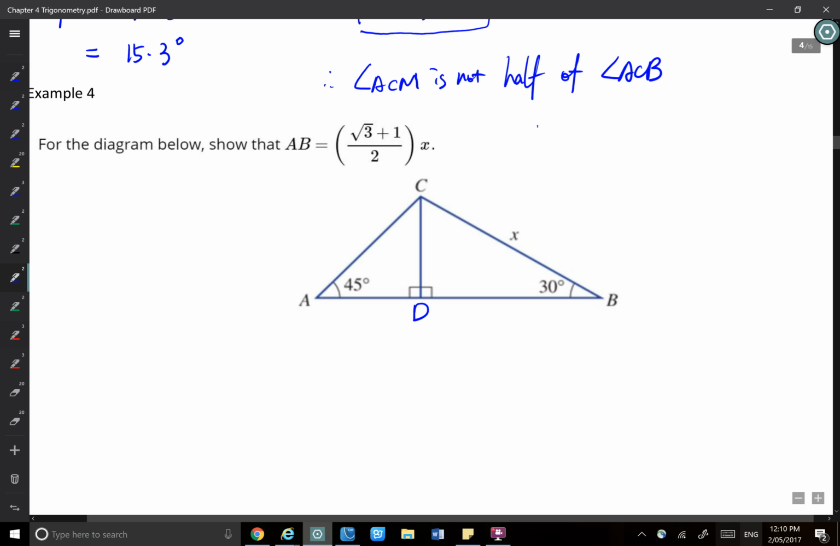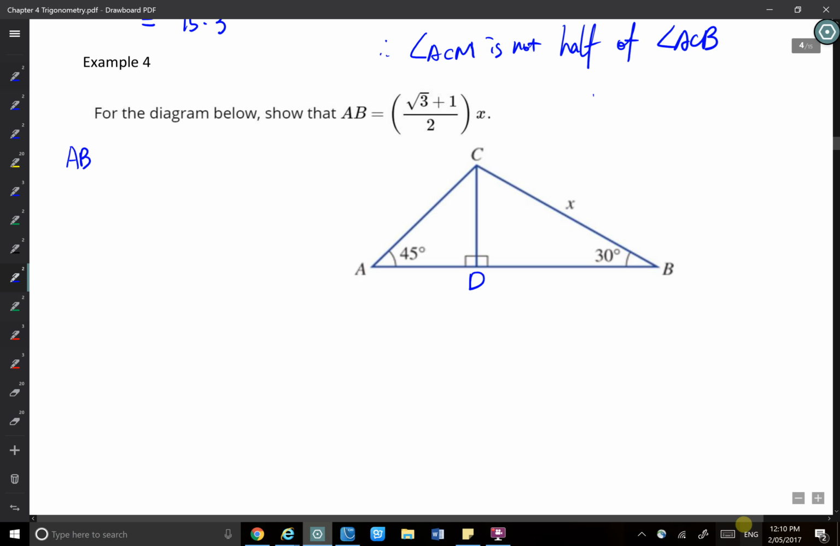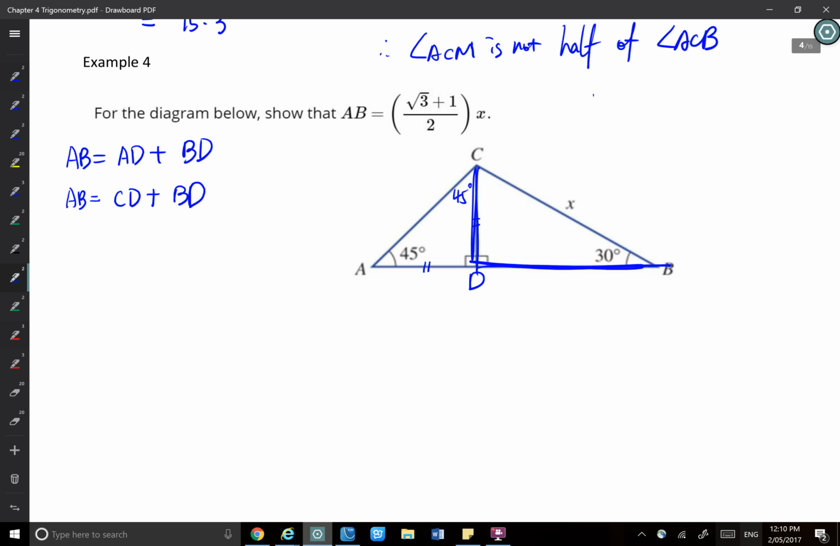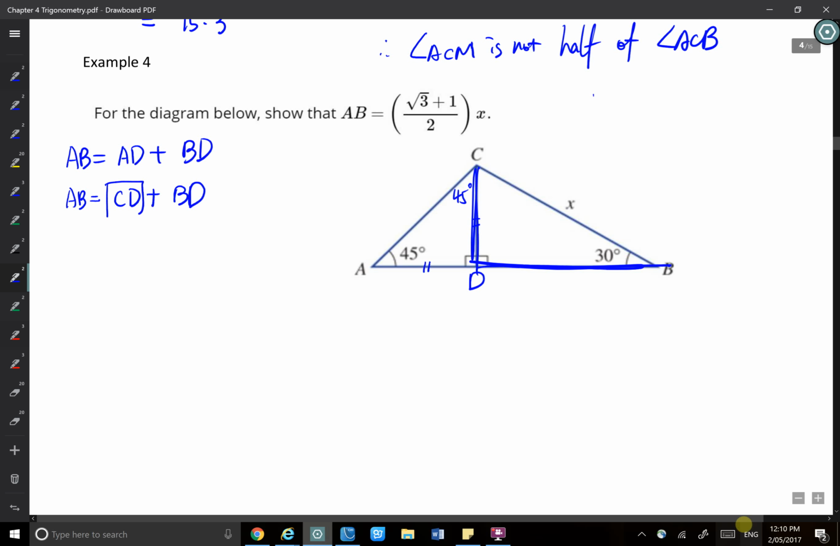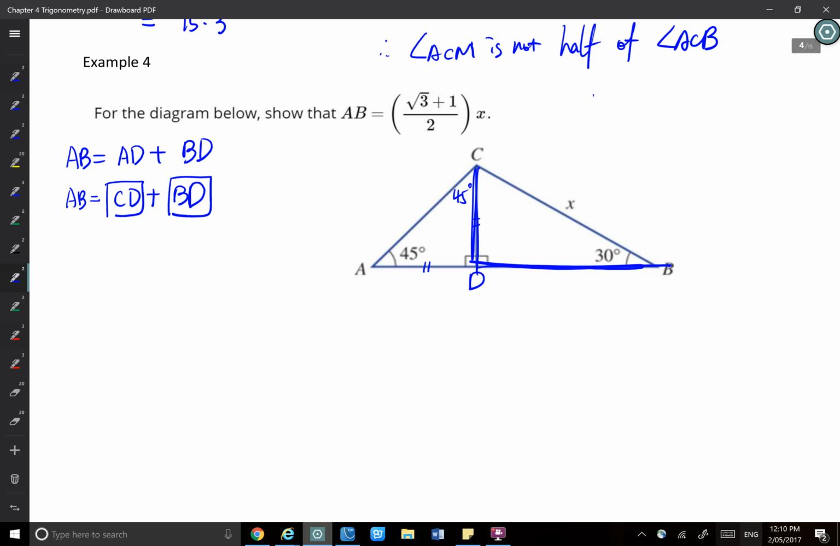Let's make a point D here. So AB will equal AD plus BD. And also you can see AD will equal CD, right? 45 plus 45 will give you 90, so that's an isosceles triangle. So AB also equals CD plus BD. CD and BD are both in one right angle triangle. So now what you're looking for is CD and BD. Those are the two things you're trying to work out.